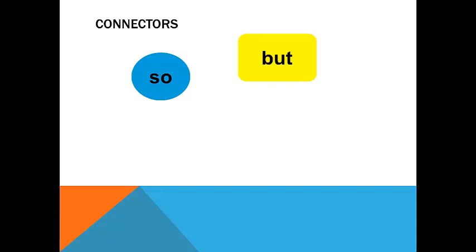Let's see more examples of connectors. The following, while. When we use while, we use it mainly for us to express two actions in the same moment.